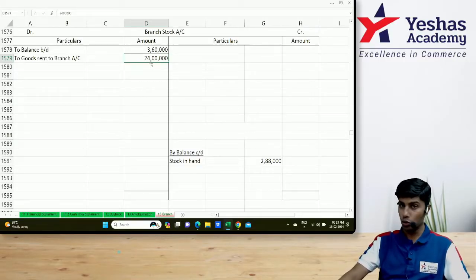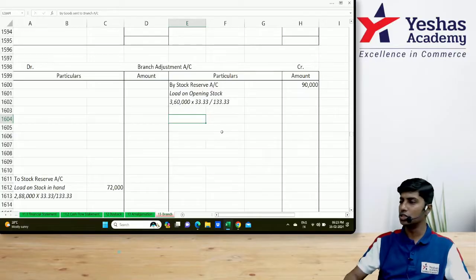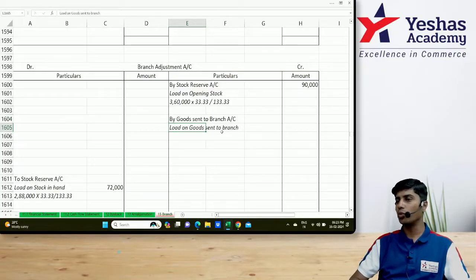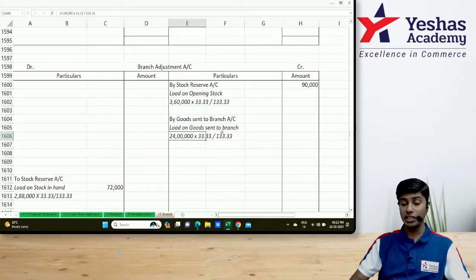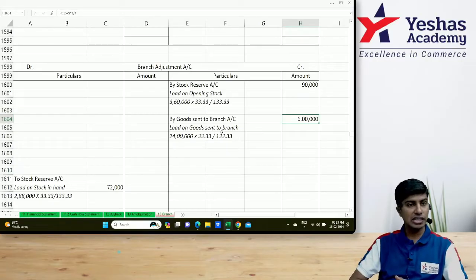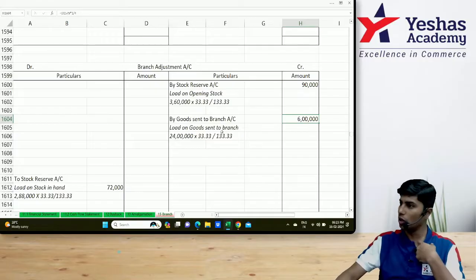So on this, I'll remove load. This amount is on the debit. I'll remove the load on the credit. How do I remove load on the credit? I'll write the same name, by goods sent to branch. 24 lakhs into 1 by 4, or 24 lakhs into 33.33 divided by 133.33. That will give us 6 lakh rupees. Understood? 6 lakh rupees, everyone? Fantastic. So 6 lakh is the load removal on goods sent to branch.